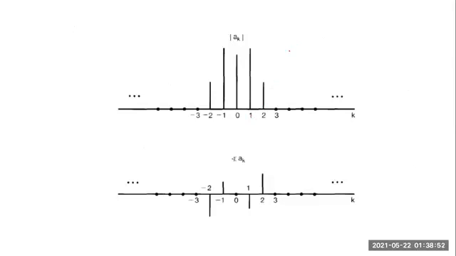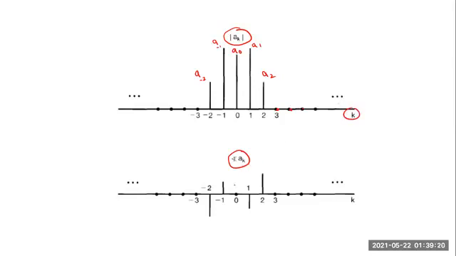Yes. You can see this is the magnitude part and this is the phase. So this is A0, this is A1, this is A minus 1, this is A2, and this is A minus 2. And you can see all of the other components are 0.